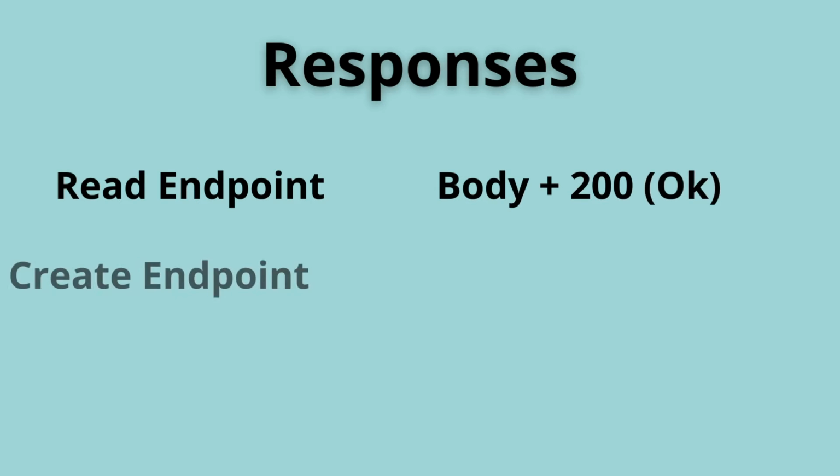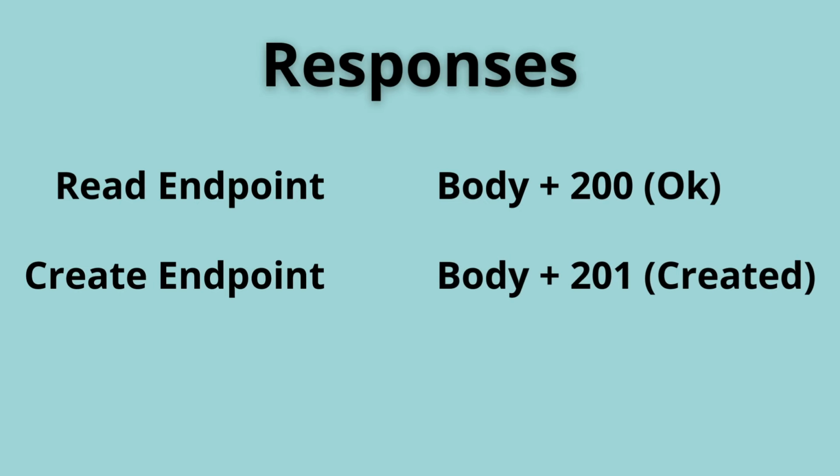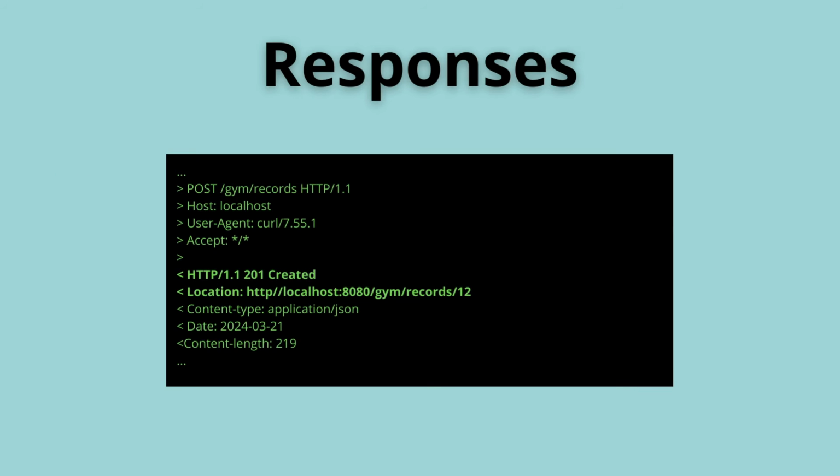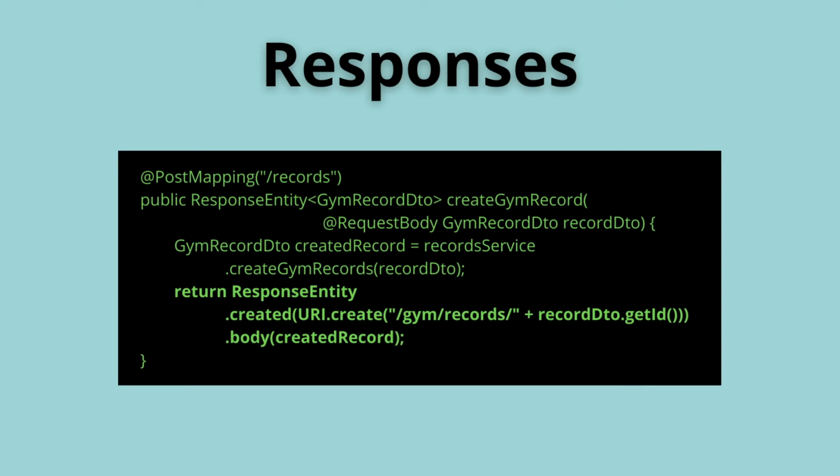But let's see the response in detail. With the read operation, I receive the list of the gym records with the HTTP response code 200, which means OK. With the create operation, I receive the created entity with the HTTP response code 201, which means created. But the 201 HTTP code is never alone. It goes together with the URL where to find the created resource. This URL can be found in the HTTP headers of the response. In Spring Boot, I can do all this with the response entity object.